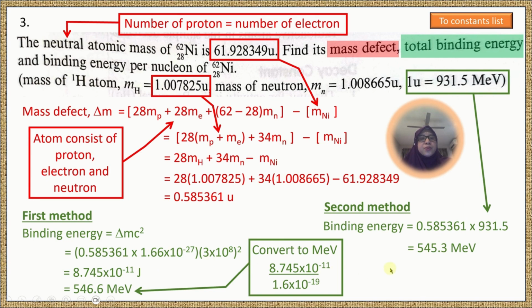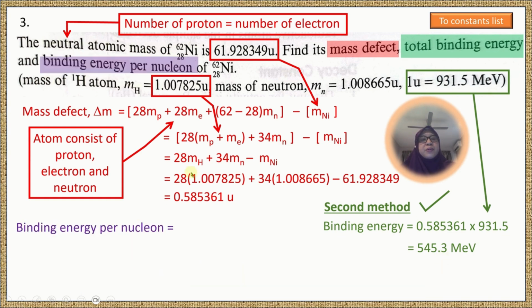Okay, next we go to the next question. The next question is binding energy per nucleon. To find binding energy per nucleon, you can see that from the first method and second method, the answer will be slightly different because of the number of significant figures we use. Because the question gave this information, for the next calculation we use the second method to calculate the binding energy per nucleon.